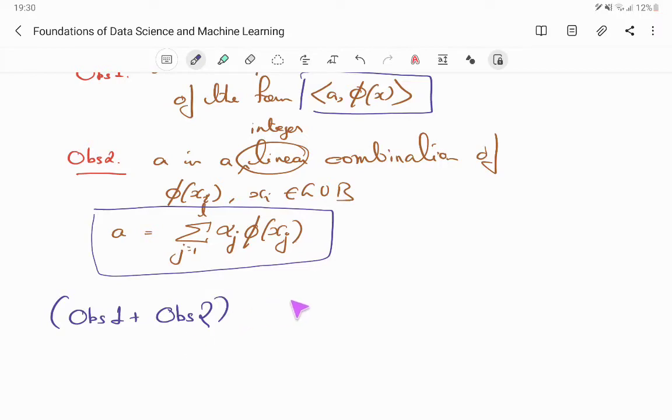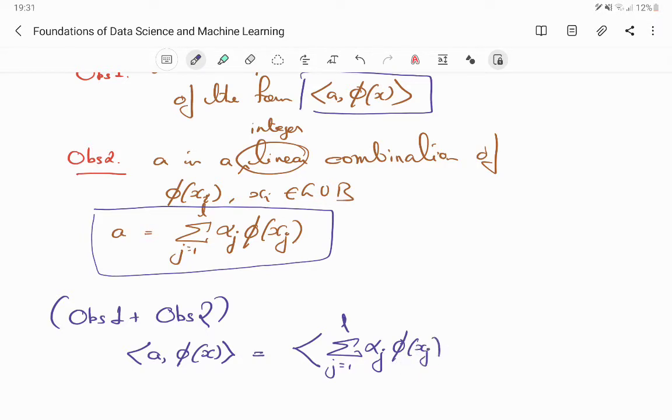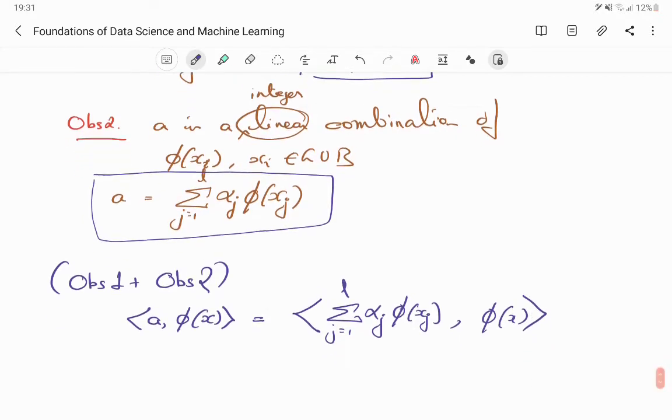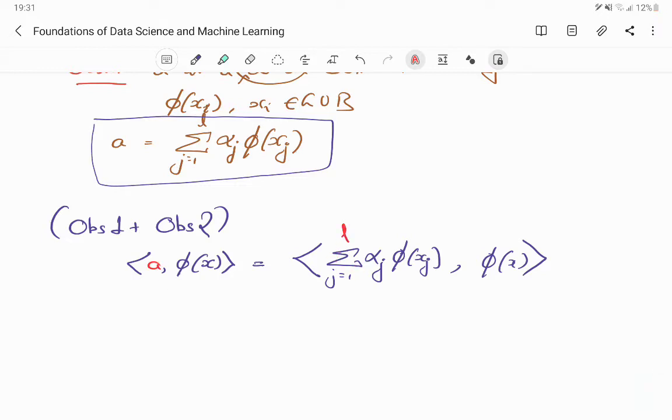If you combine observation 1 plus observation 2, you can write this inner product of A with phi of x as, what is A now? A is sigma j equal to 1 to L, the number of points, alpha j phi of xj, inner product with phi of x. So what have I done? I have replaced this A with this guy based on observation 2. Now what you see here is an inner product, maybe in Rn, but it is still an inner product, and inner product obeys linearity. So this is equal to sigma j equal to 1 to L alpha j, inner product of phi of xj, phi of x. This is the result of combining observation 1 and observation 2.